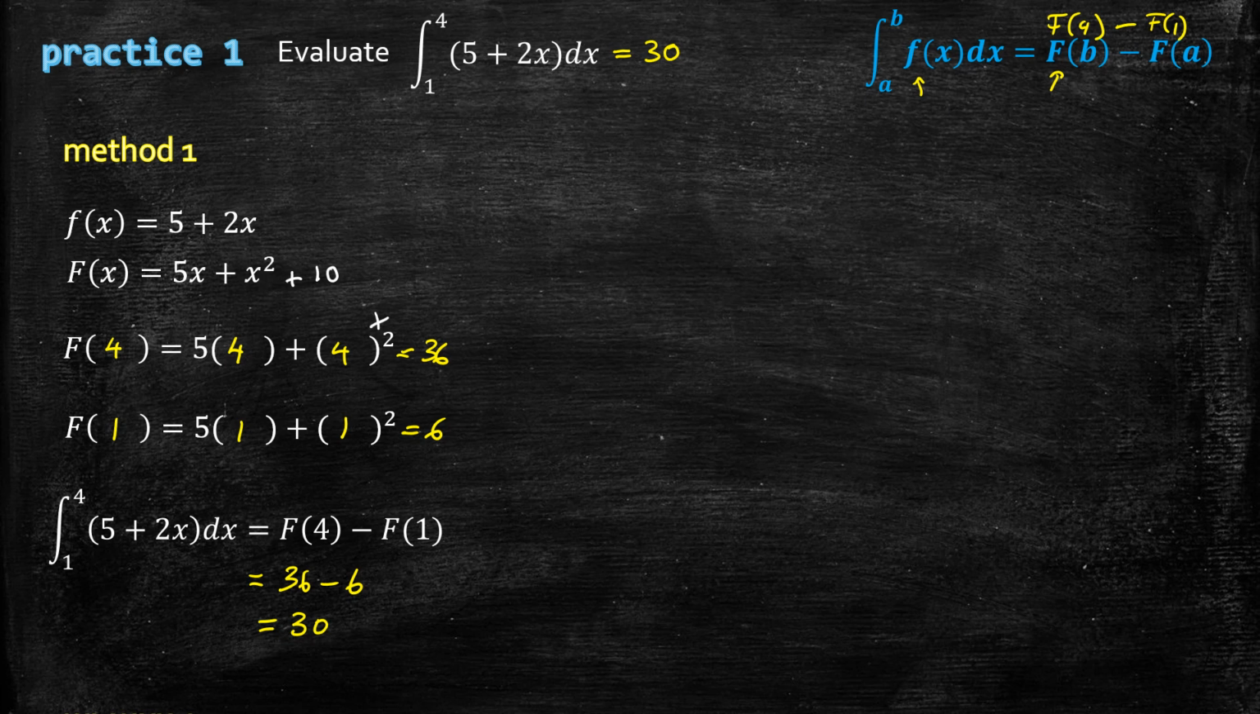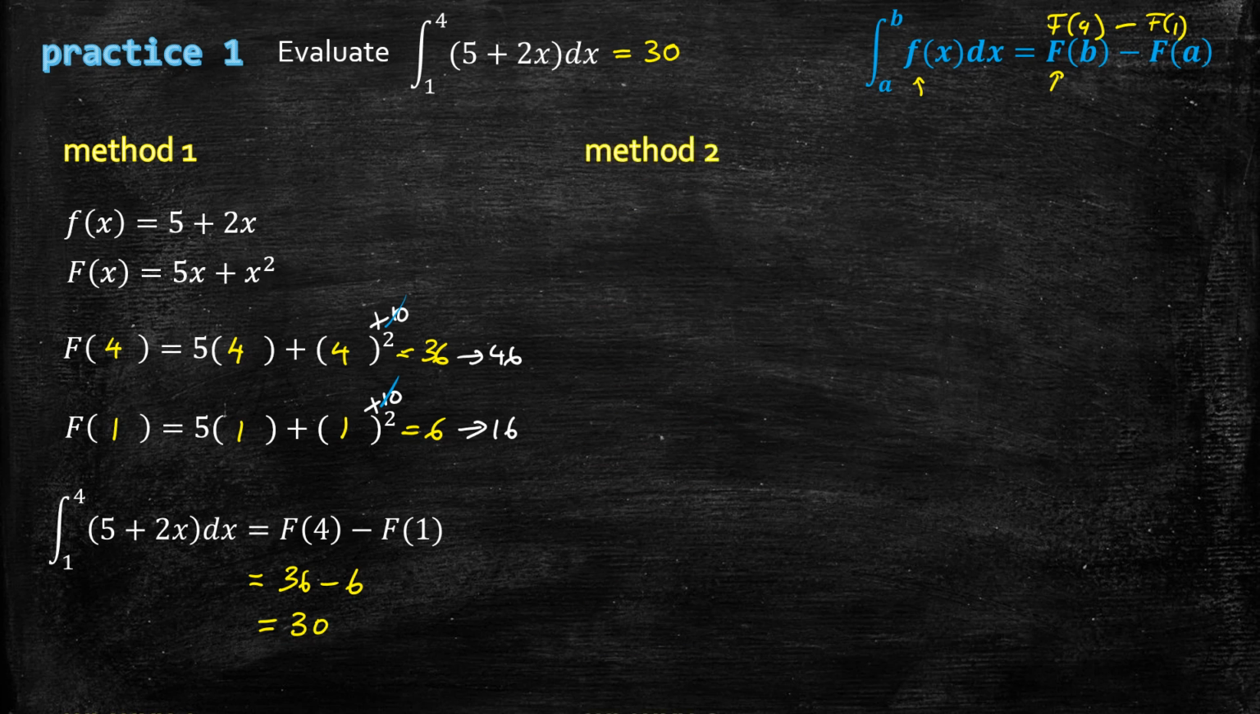So if we added 10, this would have come to 46. And if we added 10 here, this would have come to 16. I hope you can see that 46 minus 16 would give the same answer of 30. So the constants basically would cancel out, which is why we tend to go for the simplest antiderivative. We don't have to worry about the constant when we're solving problems like this.